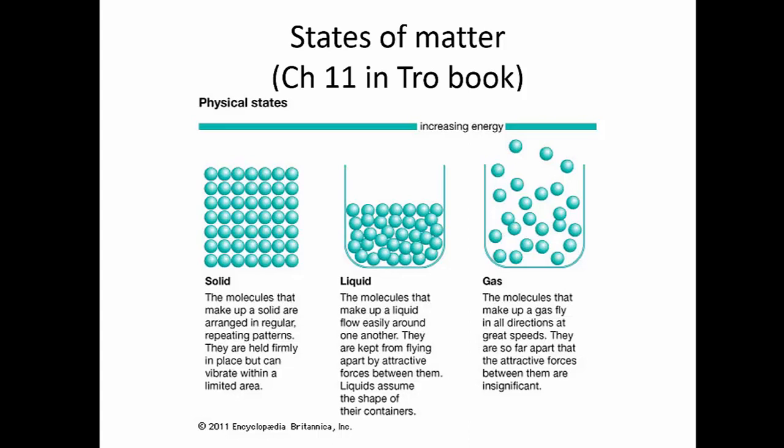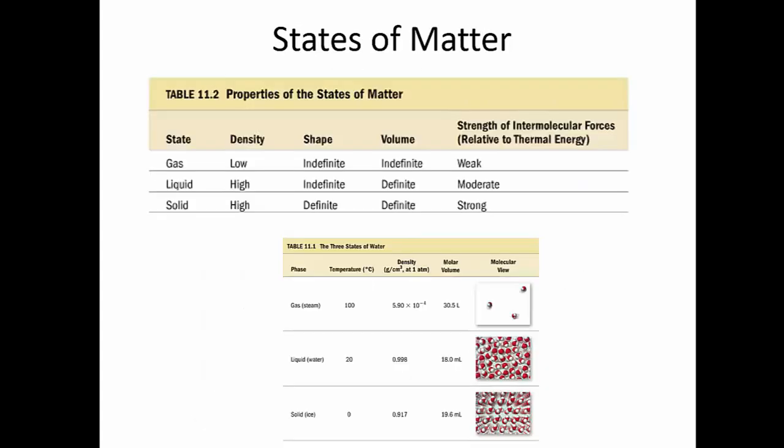So molecules in a gas fly around in all directions at great speed. They're really spread out. So moving around rapidly, very spread out. Here's another picture showing the differences between them. Gases have very low density. Liquids and solids have relatively high densities. If you look down this picture on the bottom, you can get a good sense of what that would look like. So you can see gases are very much more spread out than your liquids or your solids.